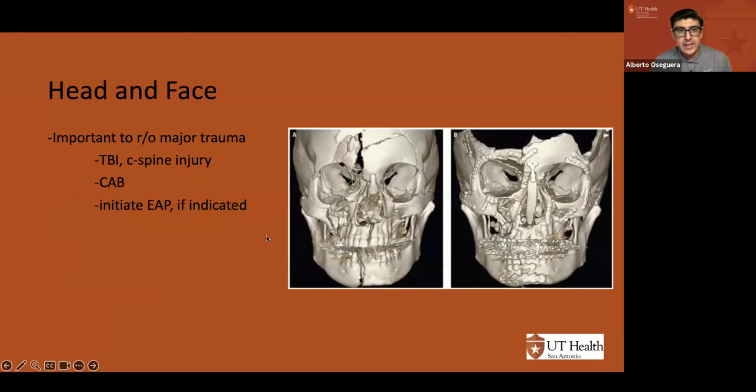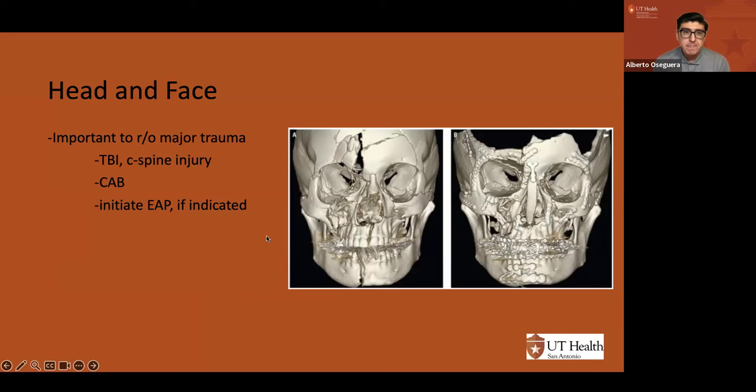So again, we'll start with the head and face. Anytime there's trauma to the head and the face, you really want to rule out any sort of major trauma. So any sort of traumatic brain injury, C-spine injury, neurologic involvement, and you want to evaluate your ABCs or CAB, as they call it now.